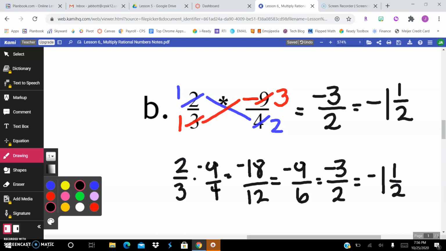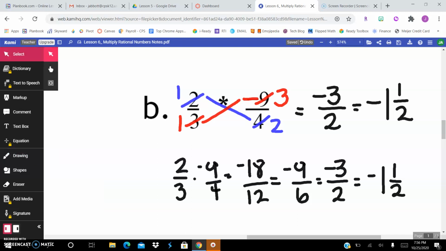So, like I said before, I highly suggest reducing beforehand. However, you're still going to get the right answer if you reduce later.